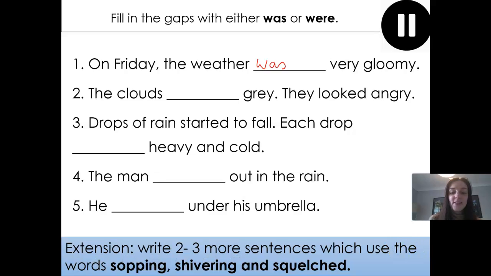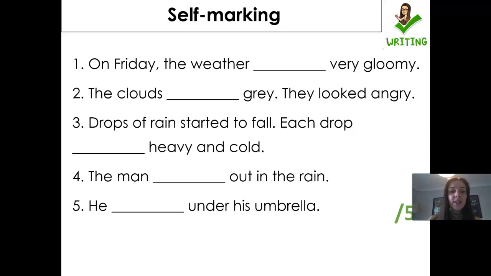Okay, so now coloured pens at the ready, please. Let's get marking. So I'm going to go through and write in the answers here, and you're going to check your work. If you've got it right, tick it. If you got it wrong, fix it. Okay. On Friday, the weather, we've done this one, haven't we, was very gloomy. Okay, and we're going to tick that one off if you got it right. The clouds, something grey. They looked angry. Okay, well I can see here that there is an S, so that means there's more than one. The clouds, so it has to be were grey. They looked angry. Give yourself a tick if you got that one right.